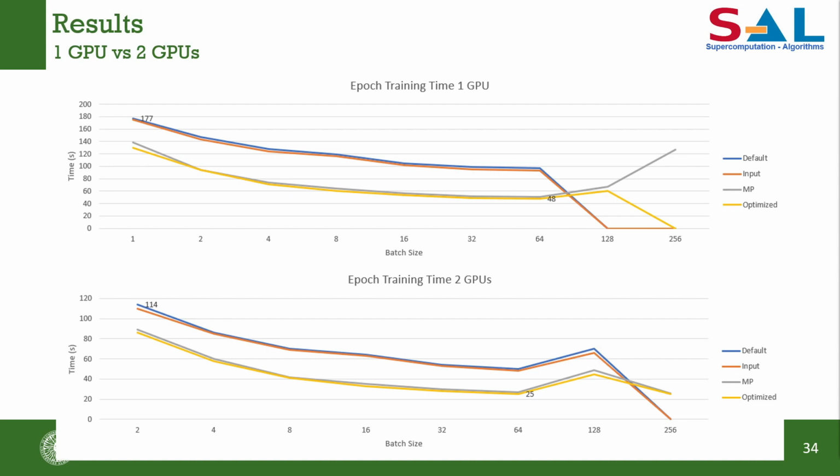Here, the evolution of epoch training time using 1 and 2 GPUs is shown. Using a single GPU approach, when reaching batch size 128 and 256, there are some out-of-memory problems. Only the mixed precision configuration lets training finish on batch size 256. When using a system with two GPUs, the best configuration is also batch size 64. Only the mixed precision and optimized configuration give results when batch size is 256. In the default and input pipeline configurations, there are also some out-of-memory problems.